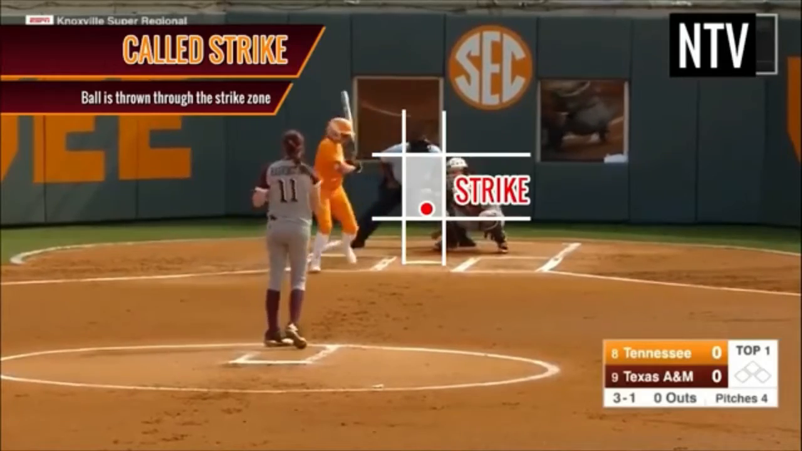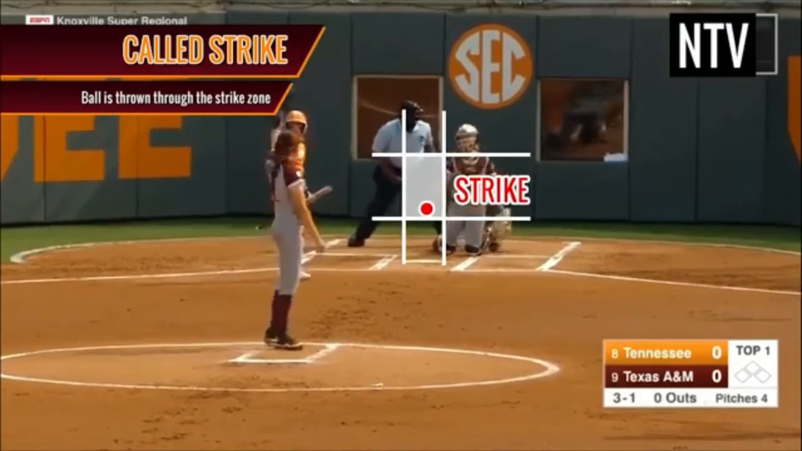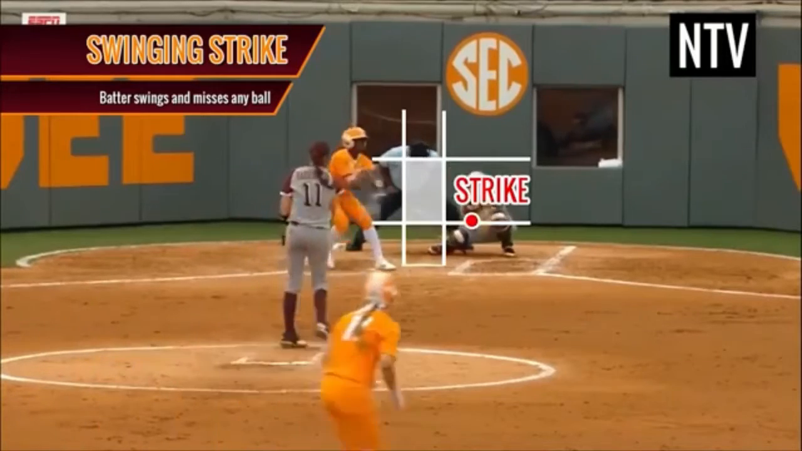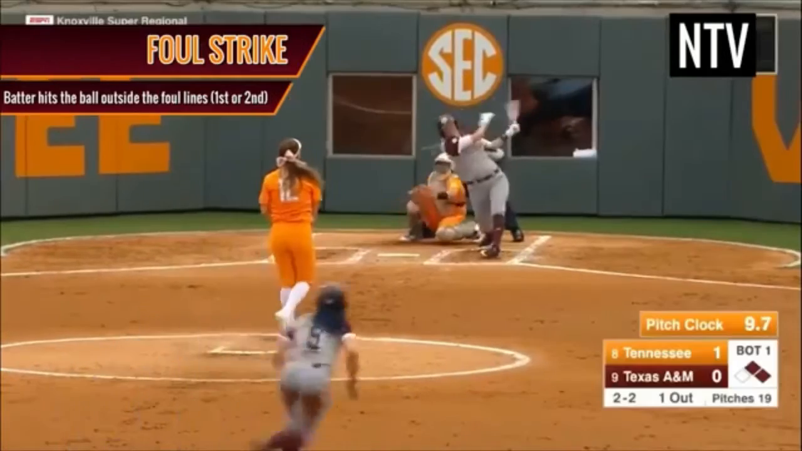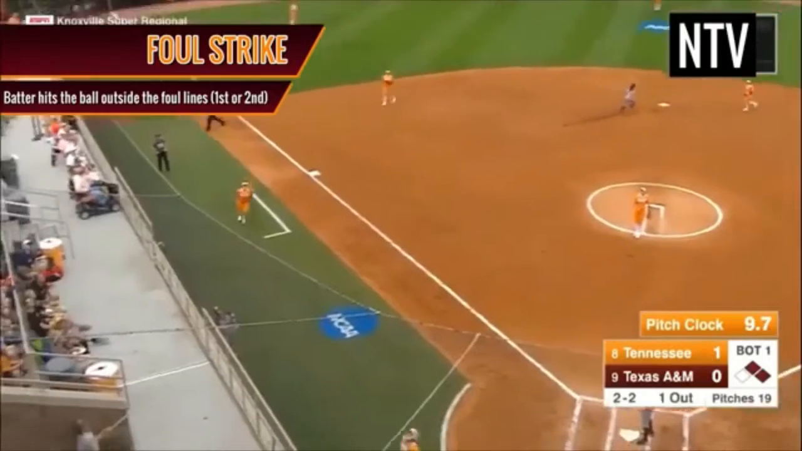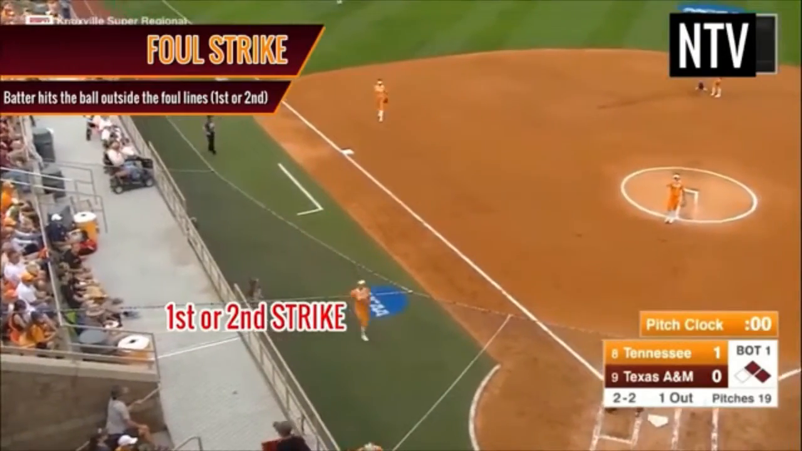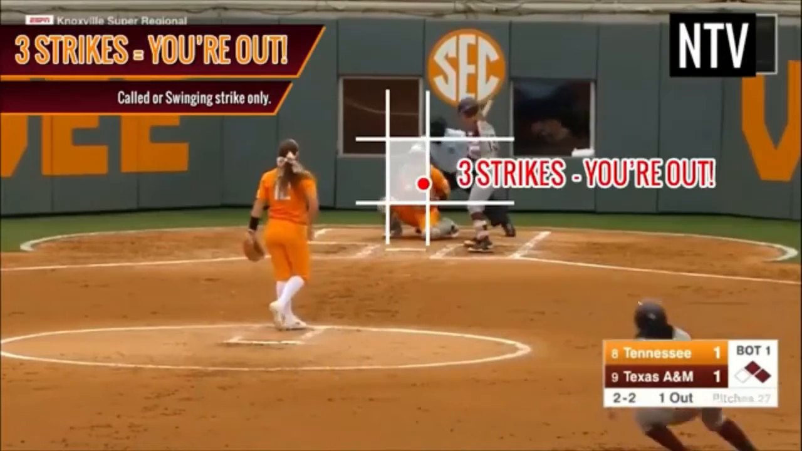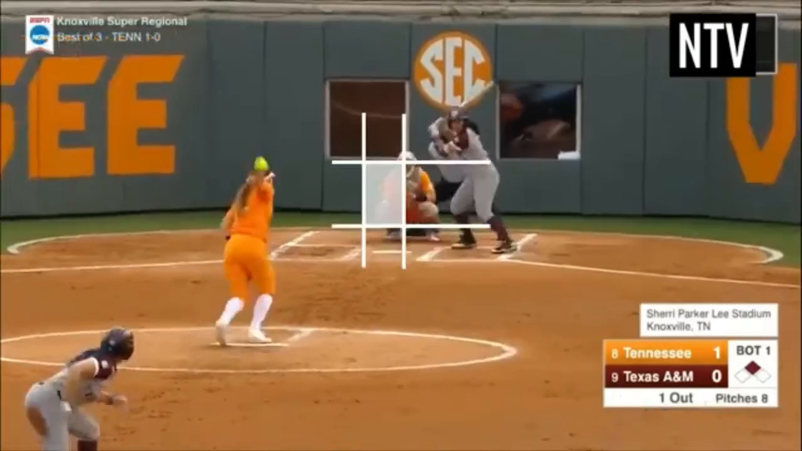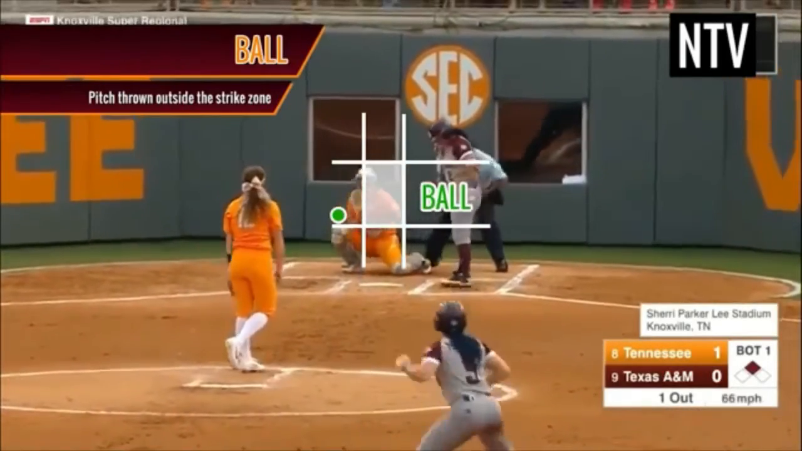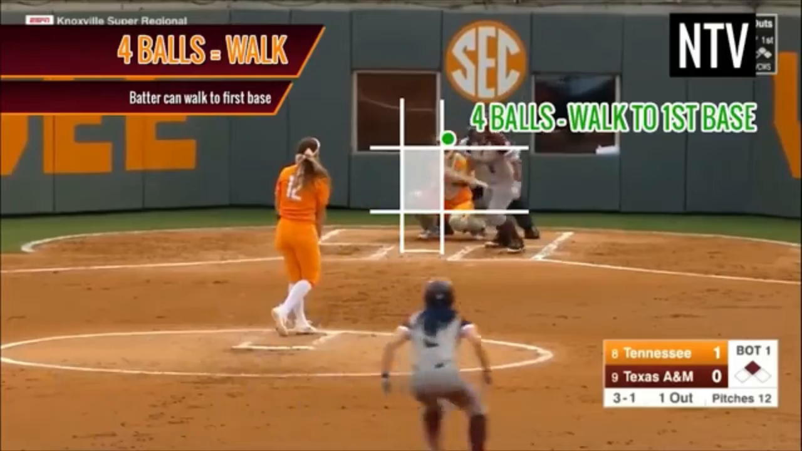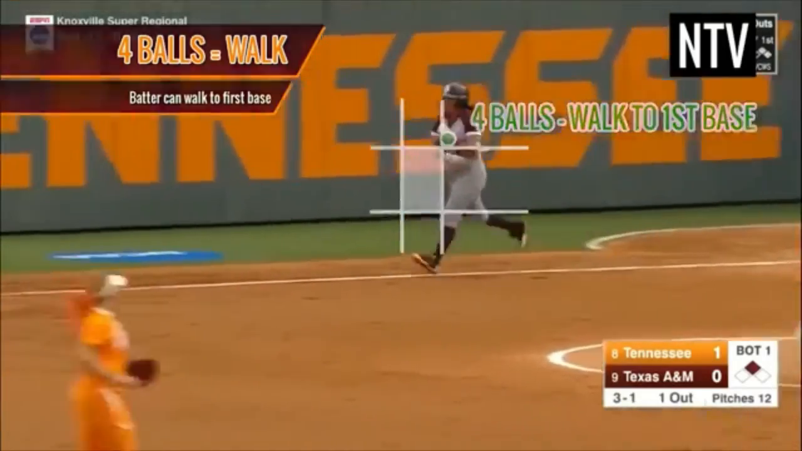If a pitcher throws the ball through this area, it's a strike. If a batter swings and misses any ball, it's also a strike. If the batter hits the ball outside the foul lines, it can be a first or second strike. And obviously 3 strikes means you're out. A pitch outside this area is called a ball. 4 balls against a batter and they get to walk to first base.